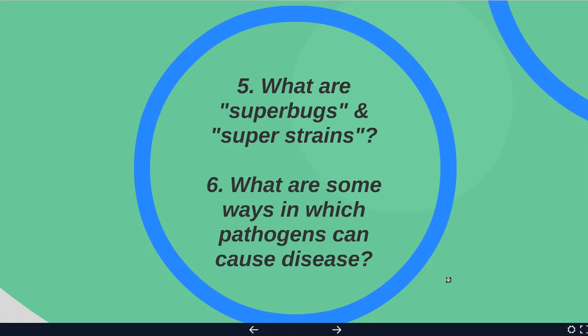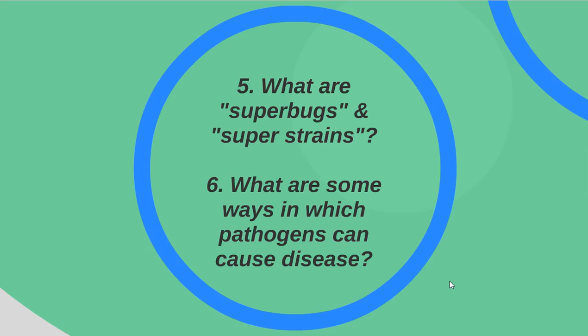Super strains kind of go hand in hand with those superbugs, whereas they are a particular strain of a virus or bacteria, typically bacteria that is immune to antibiotic treatments. So lastly here, number 6, some ways in which pathogens can cause disease.